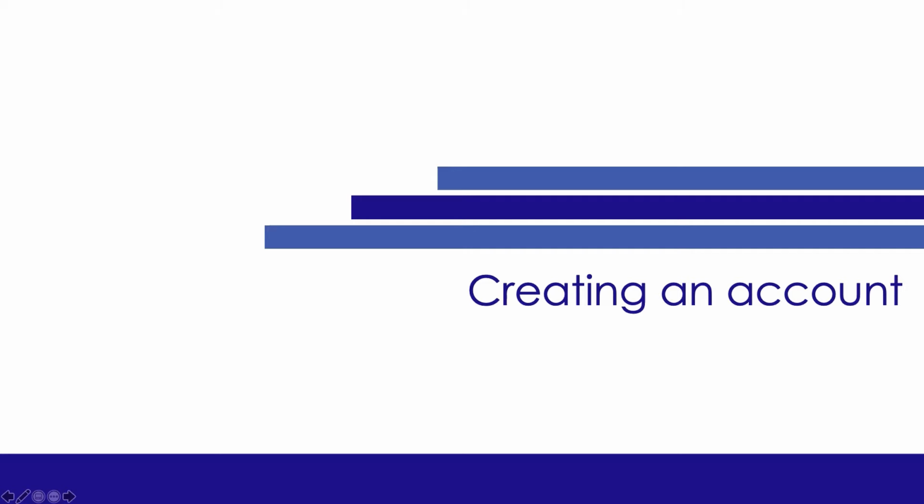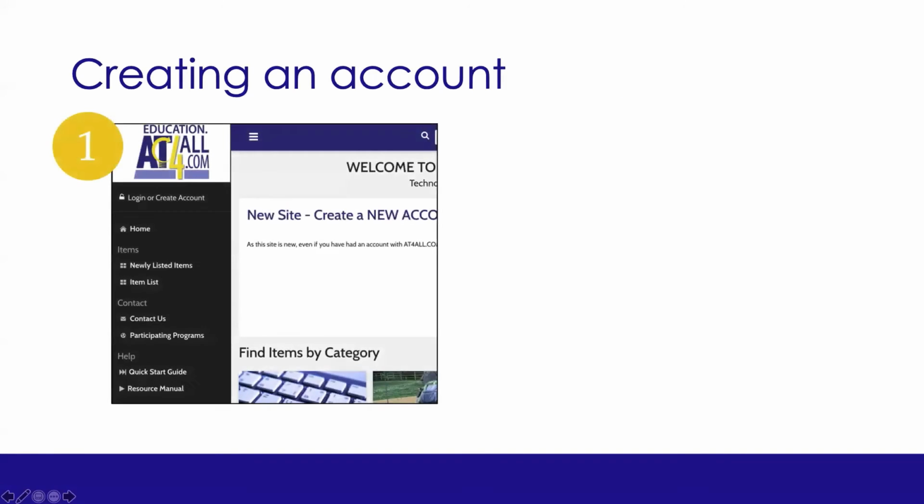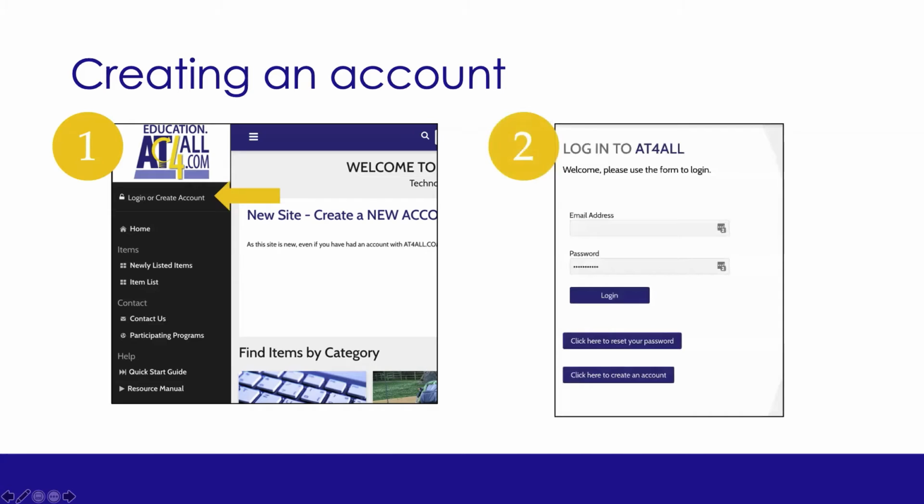education.atforall.com, for the first time, users will be required to create a new account. To create an account on education.atforall.com, click on Login or Create Account in the upper left-hand corner of the home screen. This will take you to the screen where you will enter your contact information. Please use your professional contact information and not your personal information when creating an account. This address will be used for shipping requested items via UPS. Please enter a street address as UPS will not ship to a PO box. This information will also be used for contacting borrowers if there are any questions or issues with the loan.